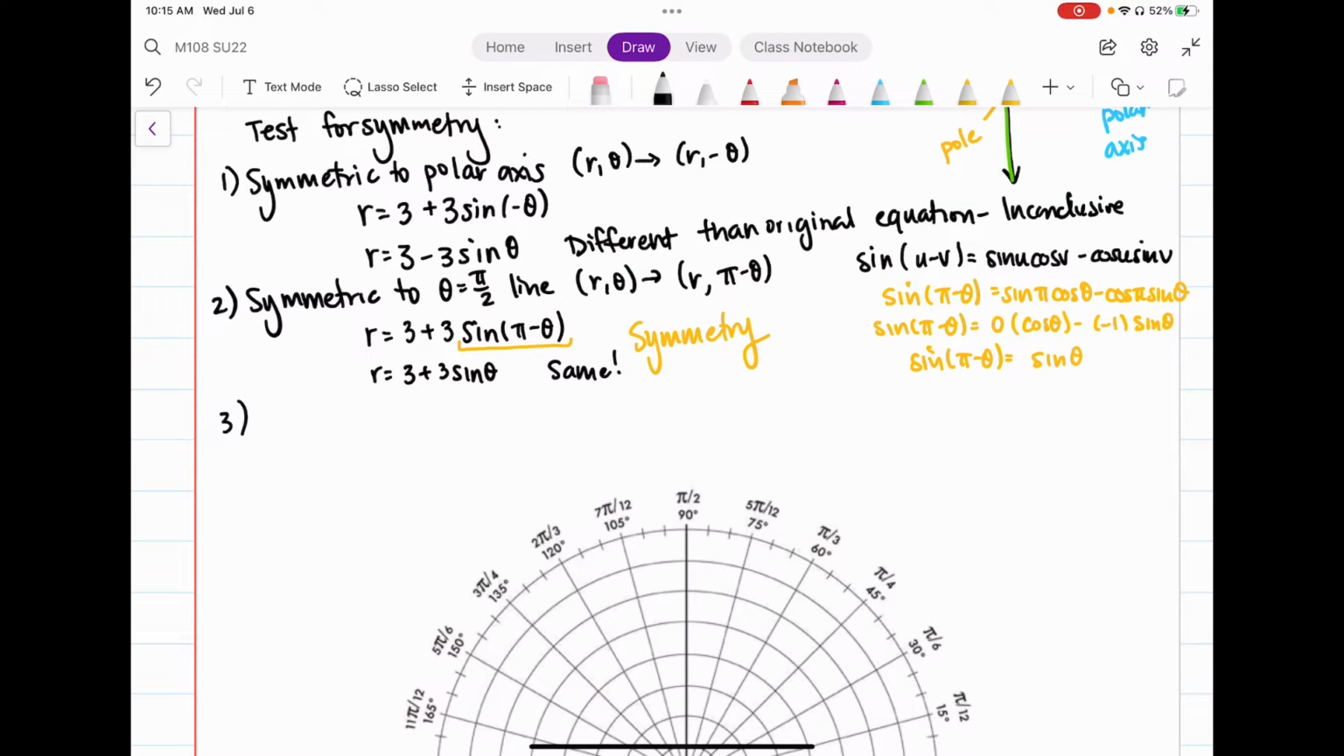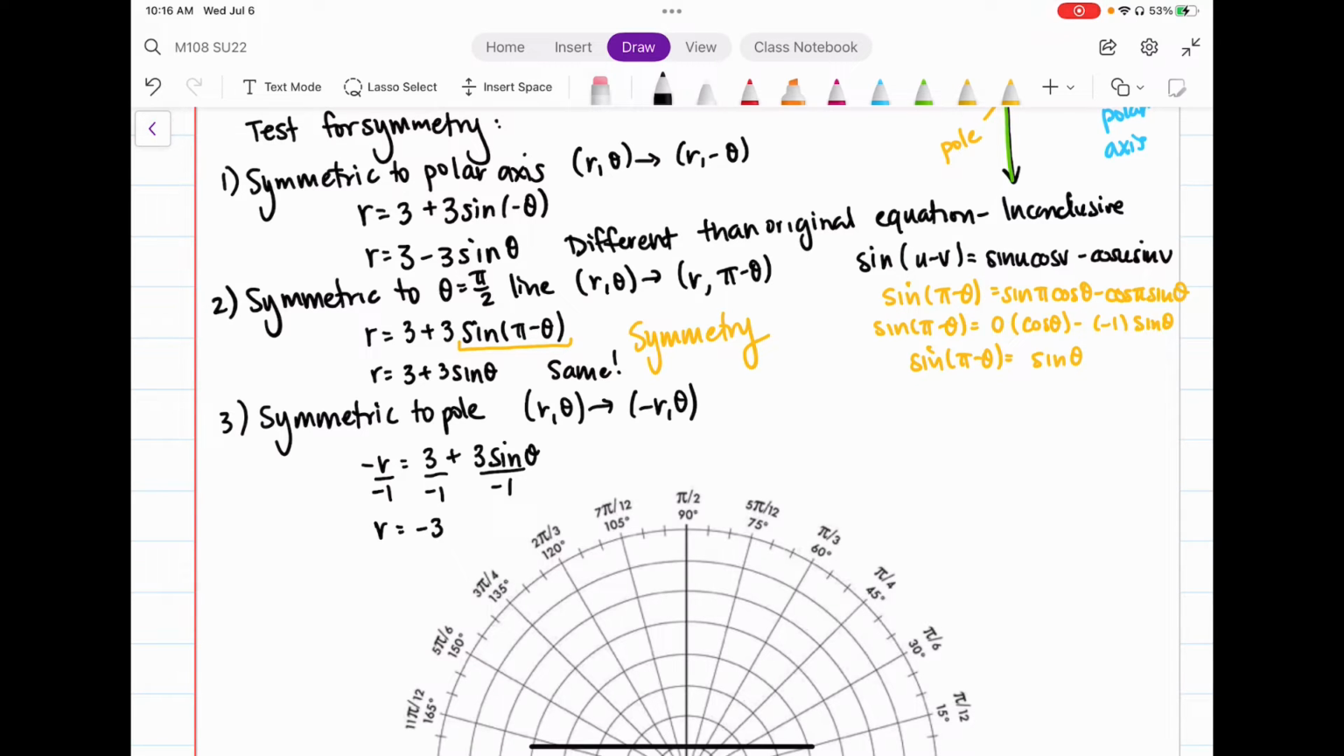The third thing we're testing for is symmetry with respect to the pole. In order to test symmetry with respect to the pole, we plug in negative r, theta. So we have negative r equals 3 plus 3 sine theta. And I'm going to divide both sides by negative 1, which means that essentially each term on the right-hand side is divided by negative 1. Negative r divided by negative 1 is r. 3 divided by negative 1 is negative 3. 3 sine theta divided by negative 1 is negative 3 sine theta. And that is different, so this test is also inconclusive.